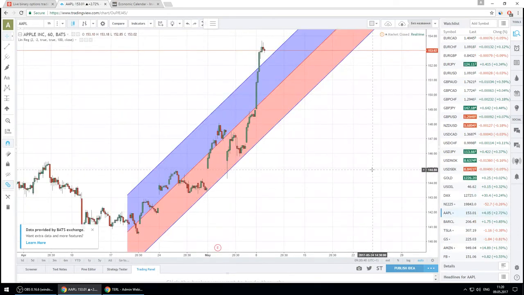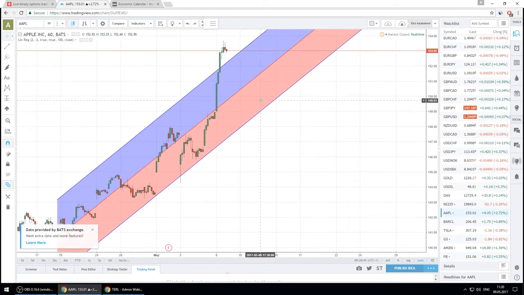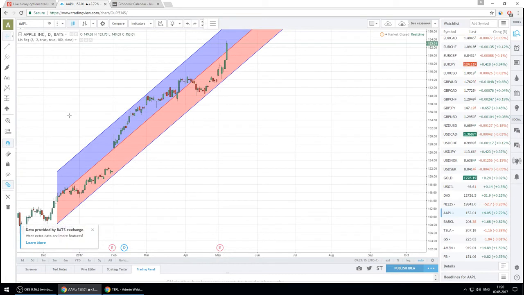Also, let's see the situation on Apple. So currently the market is closed, and what do we see here? We see the strong up trend, and it broke through the upper line of the upper trend line, and after that 2 hours the Apple stock before the market was closed were moving down. So let's switch to, let's say, 1 day time frame.